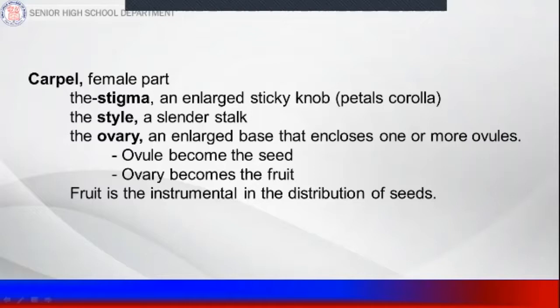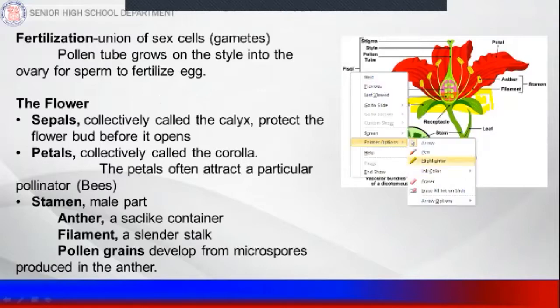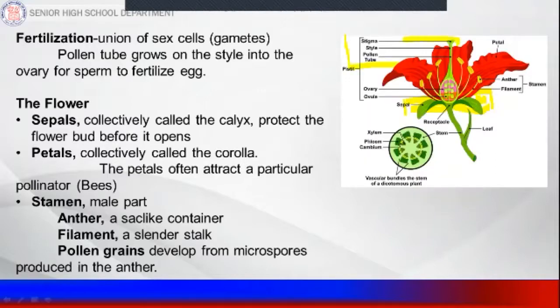Just like the male part, let me highlight this. This is now the female part of the flower. If you can see my highlighted portion, the carpel as a whole contains the stigma, and then the style, then the pollen tube, and then the ovary and the ovule, and the lower portion of the pollen tube.